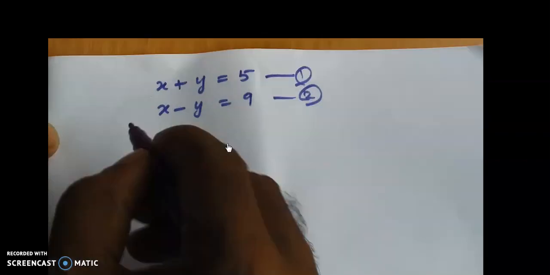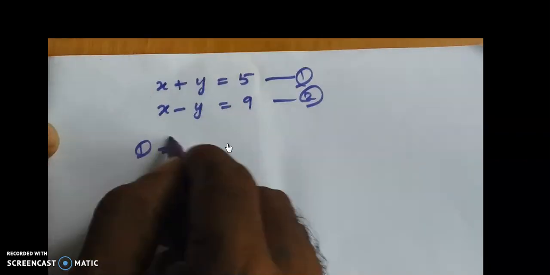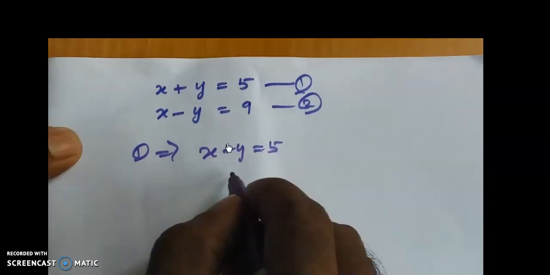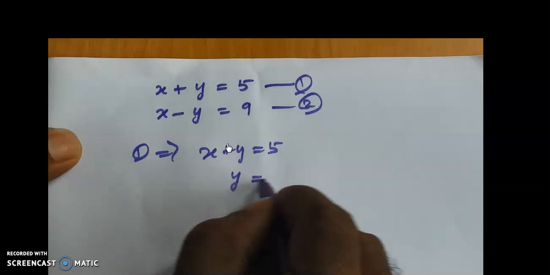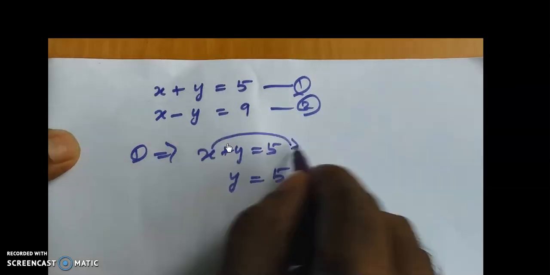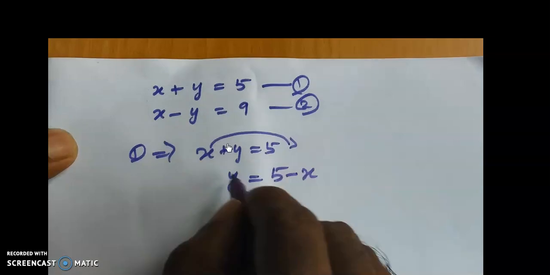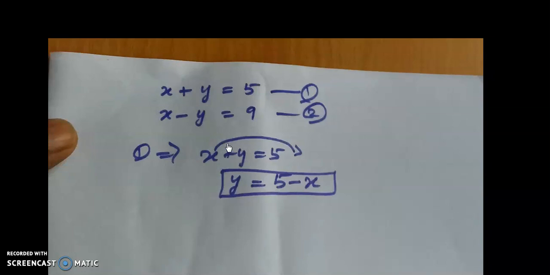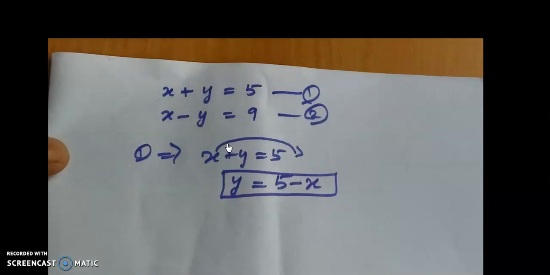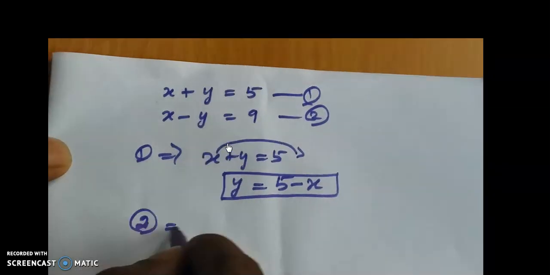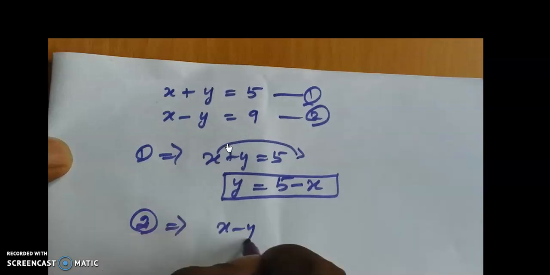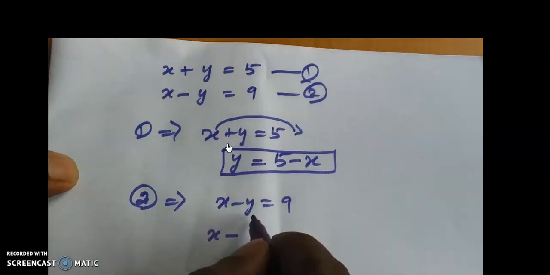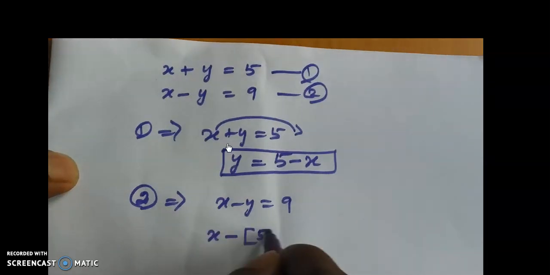First I am going to take equation number 1, that is x plus y equals 5. Here I am going to find the value of y. So y equals 5, bringing that x to the right hand side, it becomes minus x. So that is the value of y in terms of x. Now I am going to replace the y value in equation number 2, so x minus y equals 9. Now I substitute the value of y, that is x minus (5 minus x) equals 9.